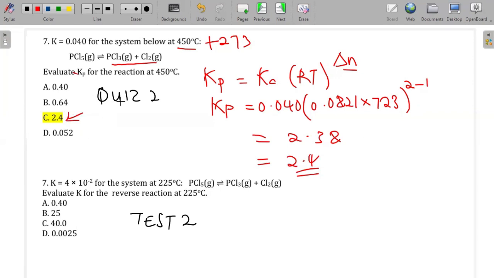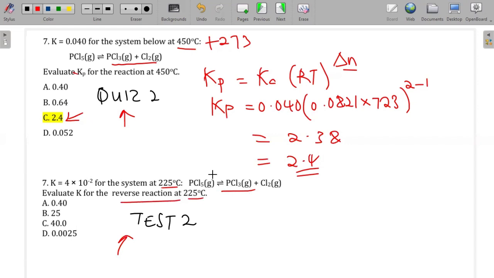So this was question 7 from quiz 2. And then question 7 from test 2 was this one here. Here they're saying K is equal to 4 times 10 to the power minus 2 for the system at 225 degrees Celsius. And then they've given us this equation. Evaluate K for the reverse reaction at the same temperature.